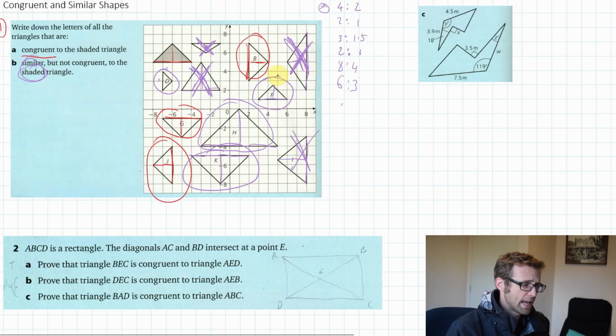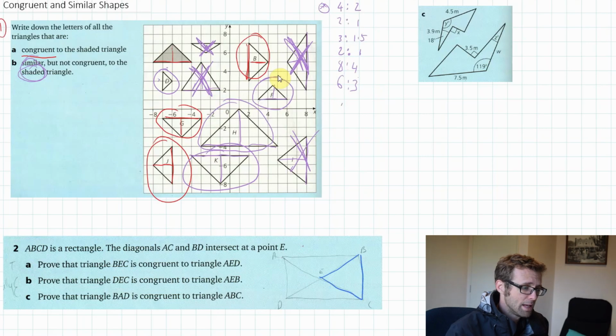Now the second question I'm looking at is: ABCD is a rectangle, the diagonals AC and BD intersect at point E. I've sketched this pretty quickly here. I've got to prove that triangle BEC, which I'll sketch in with blue, is congruent to AED. I know that this angle and this angle are equal because they are vertically opposite. I know that this and this and this and this are all equal in length, and I also know that this is equal in length to that one, so all sides are equal in length. Therefore, these triangles must be congruent.